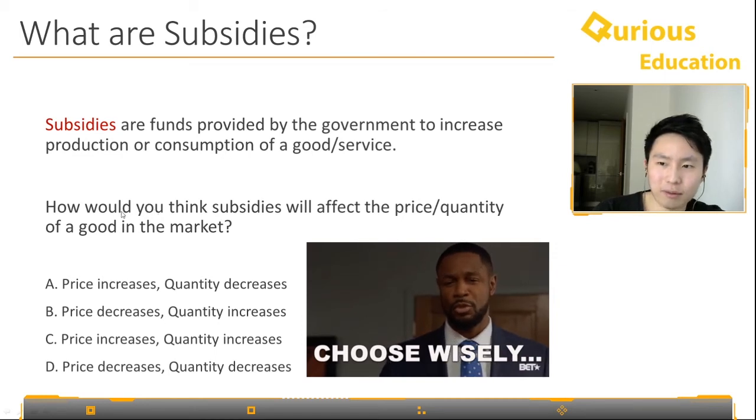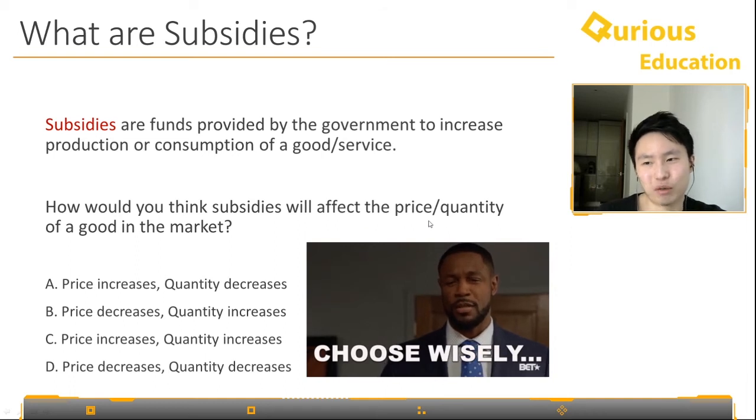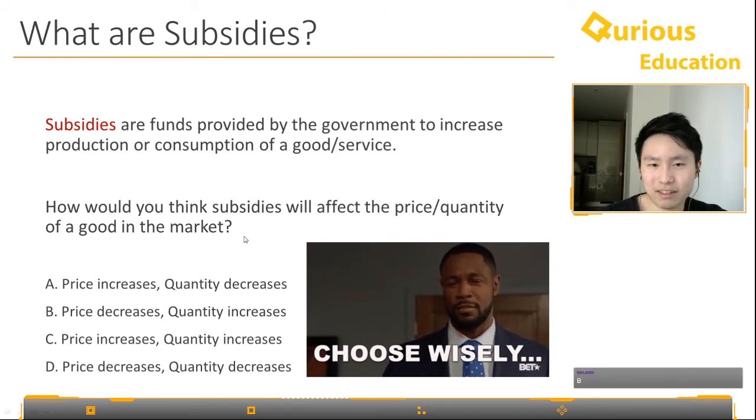Okay, so how would you think subsidies will affect the price or quantity of a good in the market? I'll give you maybe half a minute to think about this. You gotta choose wisely. So A, price would increase, but the quantity would decrease. B, price decreases, but the quantity increases. C, price increases and the quantity increases. And D, price decreases and quantity decreases.